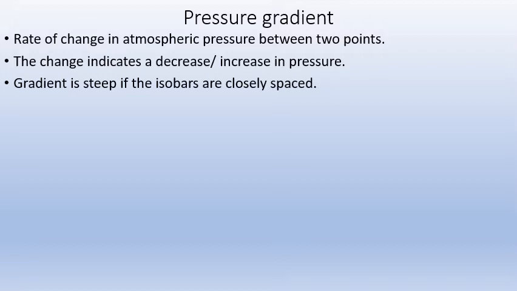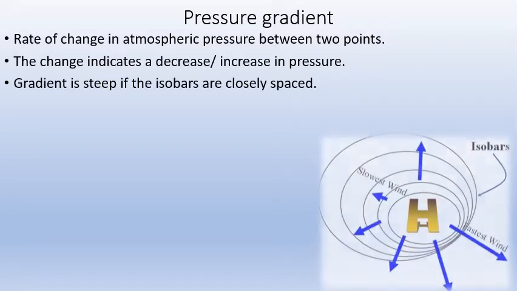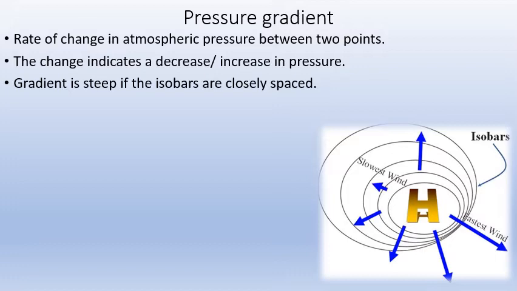Gradient is steep if the isobars are closely spaced. It's the same as contours. We know that if contour lines are very close to each other, it's a steep slope. And if contours are far away from each other, it's a gentle slope. The same criteria applies here also. If the isobars are close to each other, it means that suddenly the pressure level is changing, so there's a steep increase. But if the isobars are far away from each other, it takes quite a lot of time for the pressure to increase or decrease, which means it has a gentle slope. And whenever there's a difference in pressure, it will create a wind, or a flow of air.